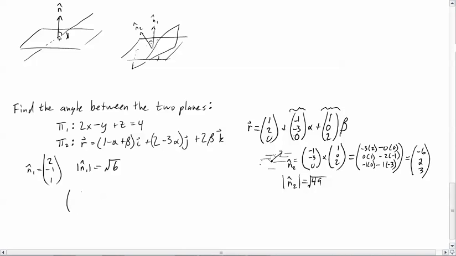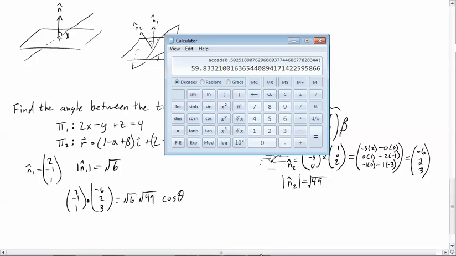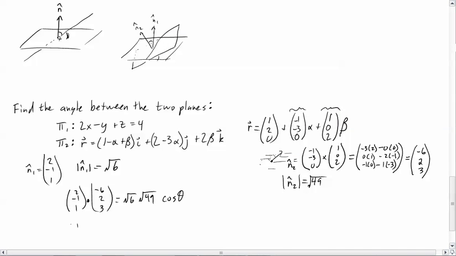So we're going to do the dot product, 2, negative 1, 1, dot product, negative 6, 2, 3. And that needs to be equal to square root of 6, square root of 49, cosine theta. And so using my calculator again, I do need to do the dot product first. So that'll be negative 12 plus negative 2 plus 3. So negative 14 plus 3 is negative 11, divided by root 6 root 49 cosine equals cosine theta.